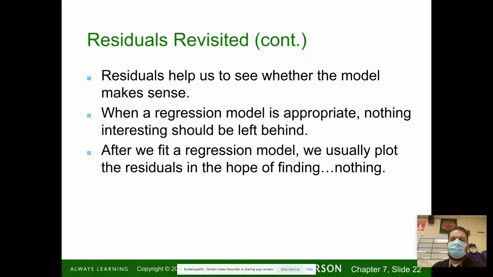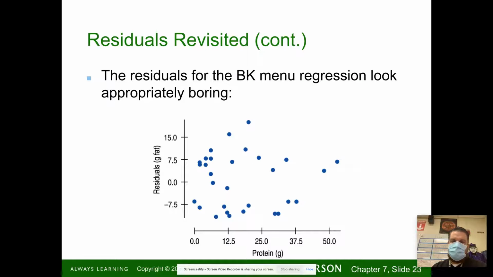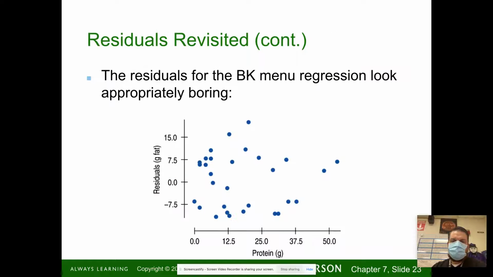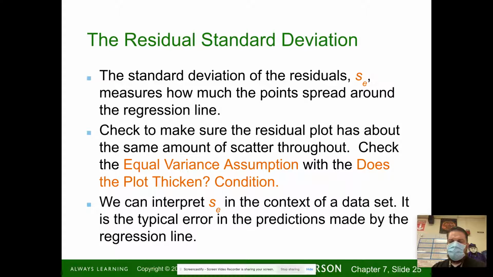When the regression model is appropriate, nothing interesting should be left behind. After we fit the regression model, we usually plot the residuals in the hope of finding nothing. So now, if you look at this one, it says the residuals for the BK menu regression look appropriately boring. I'm sorry, I kind of rushed through that. You could run the math on this one in the scatter plot. This one doesn't look as linear, but you can still run the math.